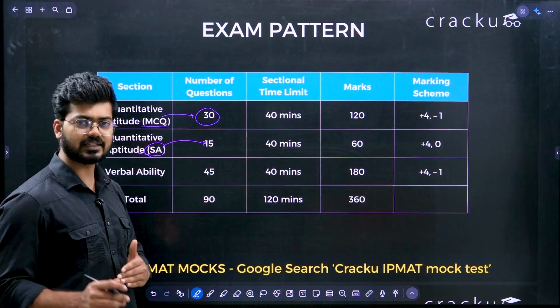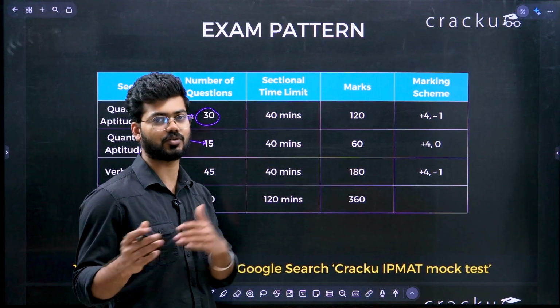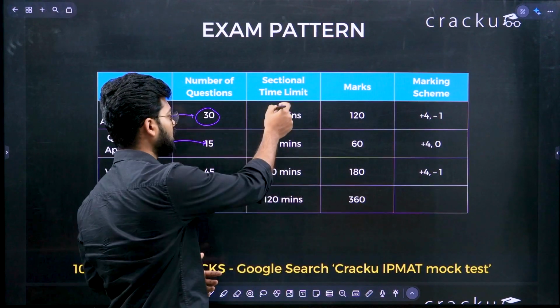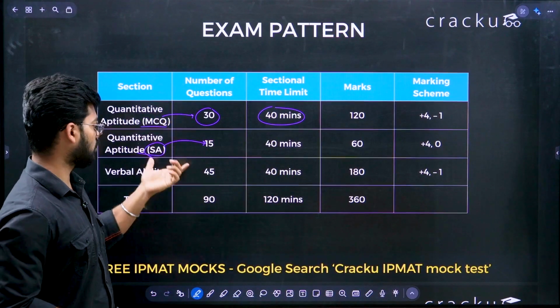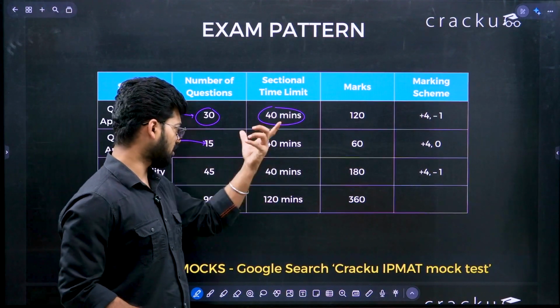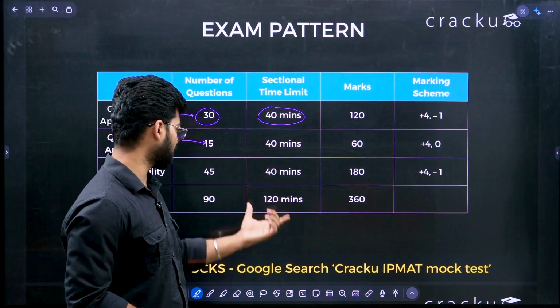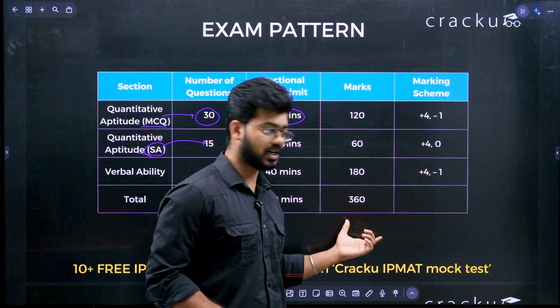In this test there are sectional timings. You cannot juggle between the sections during the timing. So 40 minutes is the time limit for quant MCQ, 40 minutes for short answer and 40 minutes for the verbal ability part. Combining these, the total time is 120 minutes, the total number of questions is 90, and the total possible marks are 360.